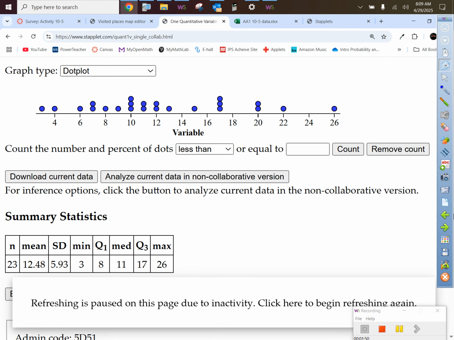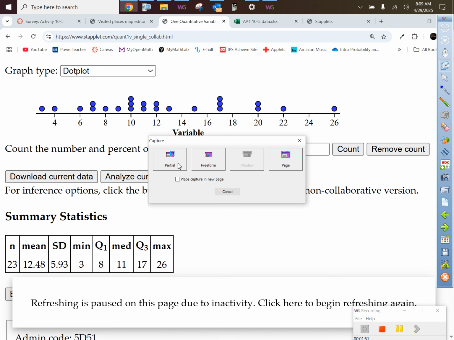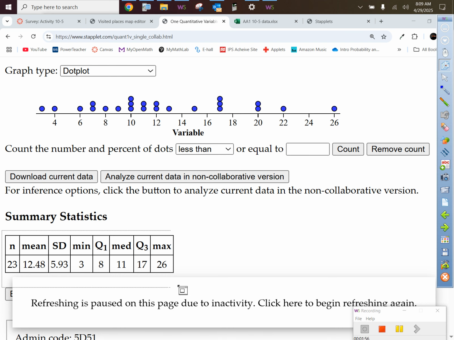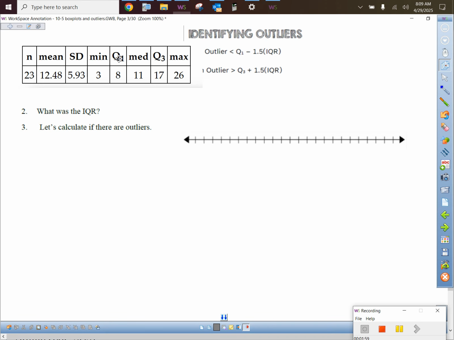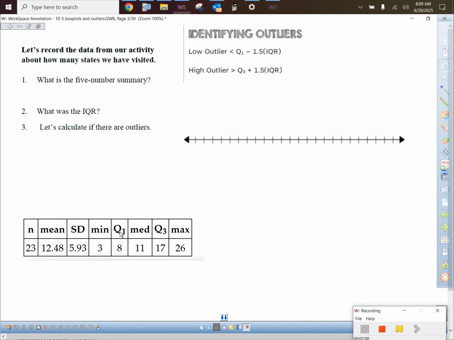What is the 5-number summary? Let me snip this out and put it into our page so I don't have to keep going back and forth. What is our 5-number summary? We'll start in order. It should always be done that way. What's our minimum? This is how many states this particular class has traveled to. What is our minimum number of states? 3. Then we'll go with Q1. The first quartile is 8 states. Are we okay with that? Then the median is next. Our median number of states was 11. And then the third quartile is 17. And then the max is 26.